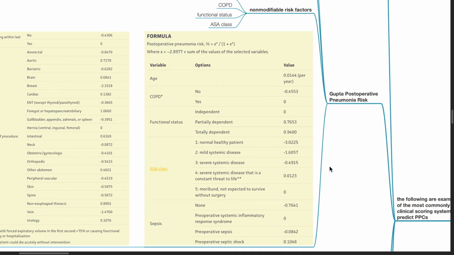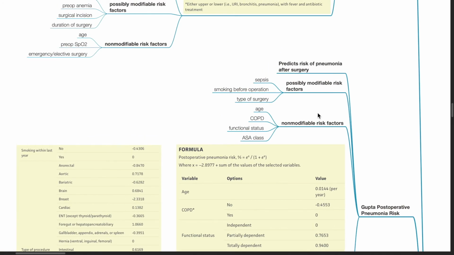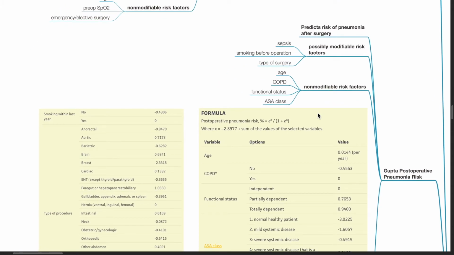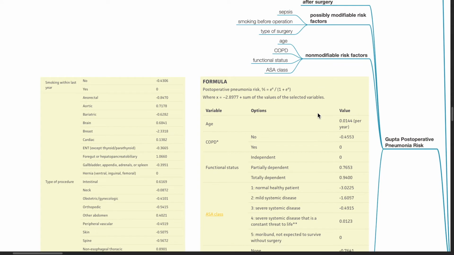Next is the Gupta Postoperative Pneumonia Risk Score. It predicts risk of pneumonia after surgery. Possible modifiable risk factors include sepsis, smoking before operation, and type of surgery. Non-modifiable risk factors include age, COPD, functional status, and ASA class.